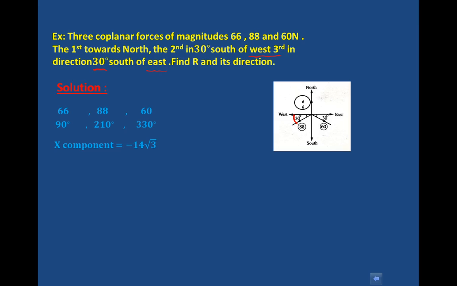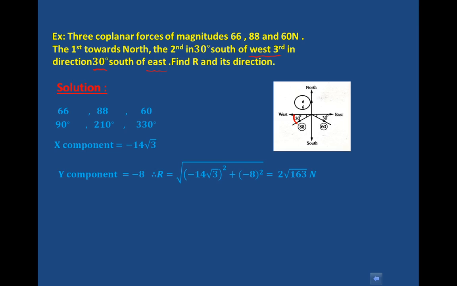Here the x component equals 66 multiplied by cosine 90 plus 88 multiplied by cosine 210, also plus 60 multiplied by cosine 330. Then the x component equals negative 14 root 3. Also y component equals 66 multiplied by sine 90 plus 88 multiplied by sine 210 plus 60 multiplied by sine 330. And here y component equals negative 8.